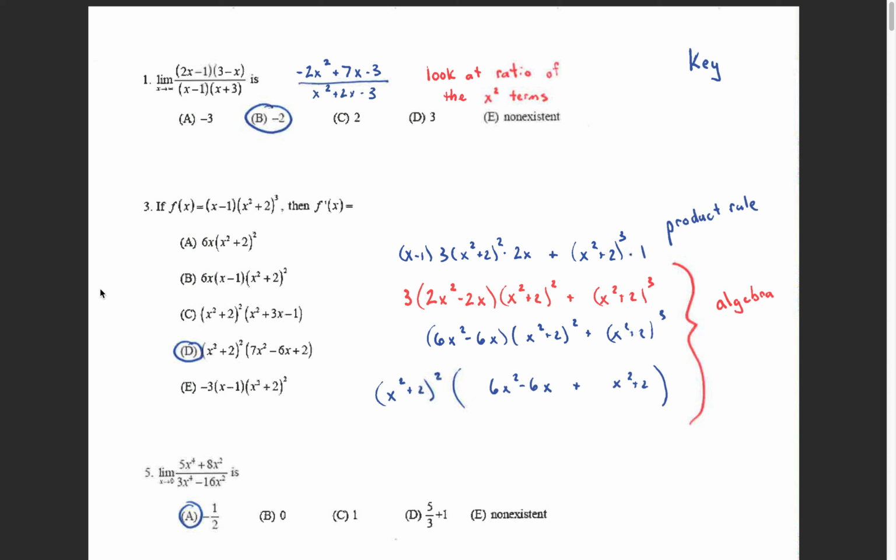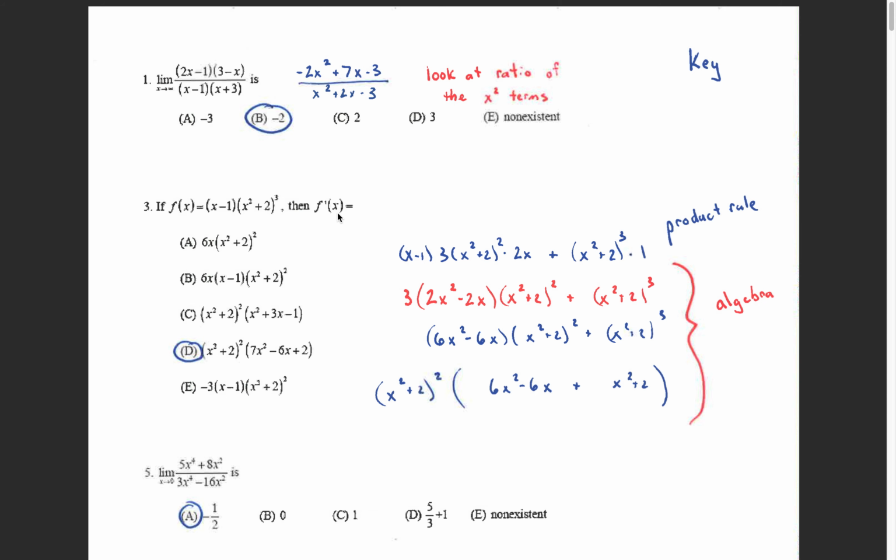Some AP multiple choice questions that involve derivatives and limits and such. This first one looks like I'm looking at the limit of this function as x goes to infinity. It looks like I multiplied it out at the top, and I have a quadratic over a quadratic, so I really just looked at the big dog versus the big dog, right? So the negative 2x squared versus x squared, and that ratio is going to be negative 2.